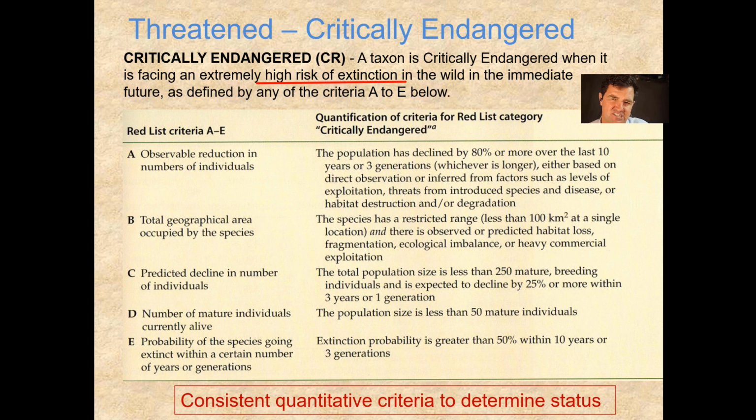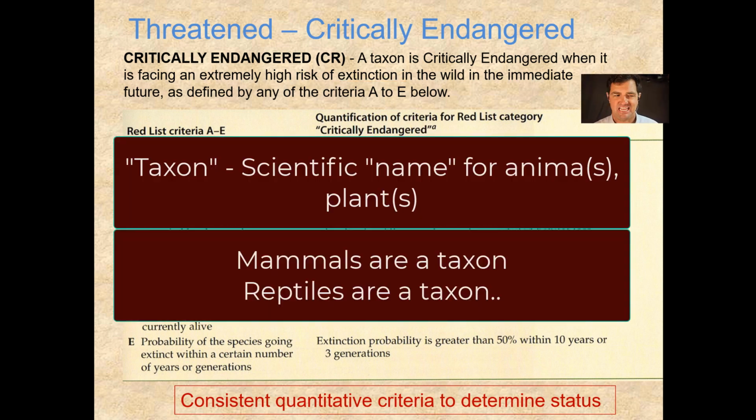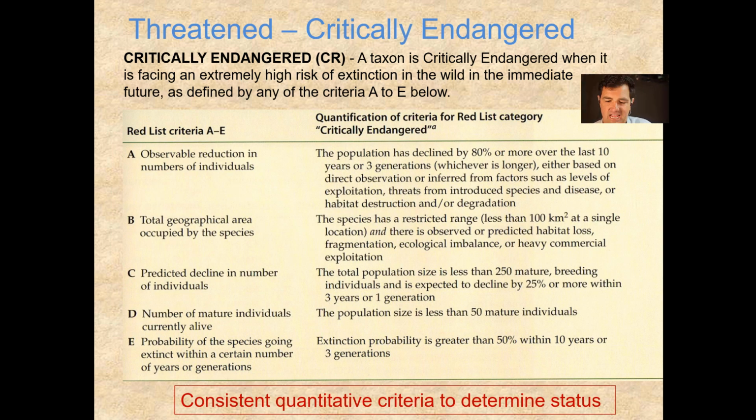And a taxon, just in case I haven't used that term before, is just any type of name you're using for a group of organisms. So a taxon that is critically endangered is one that's facing very high, extreme risks of being extinct in the wild in a very short time in the immediate future.